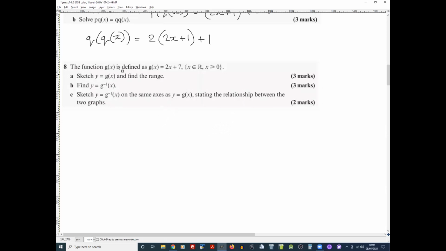Right, number 8. The function g is defined as 2x plus 7, but the domain is restricting it just to what part of the grid? Any number greater than or equal to 0 for x. So that means that we've got anything kind of east of the y-axis. Are you not saying that this graph is only happening over here?